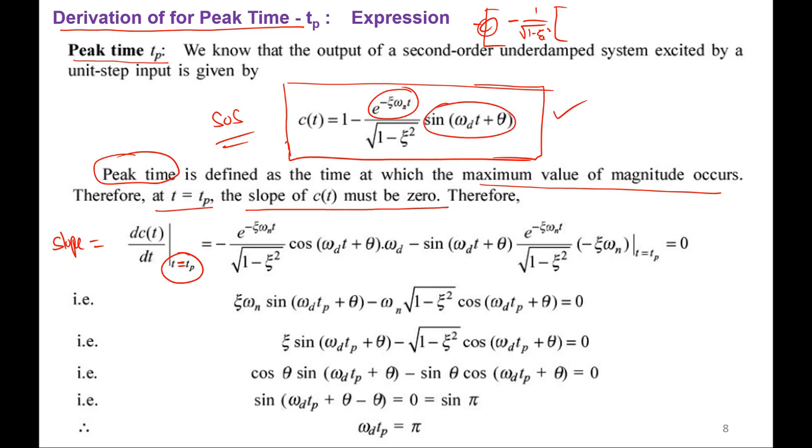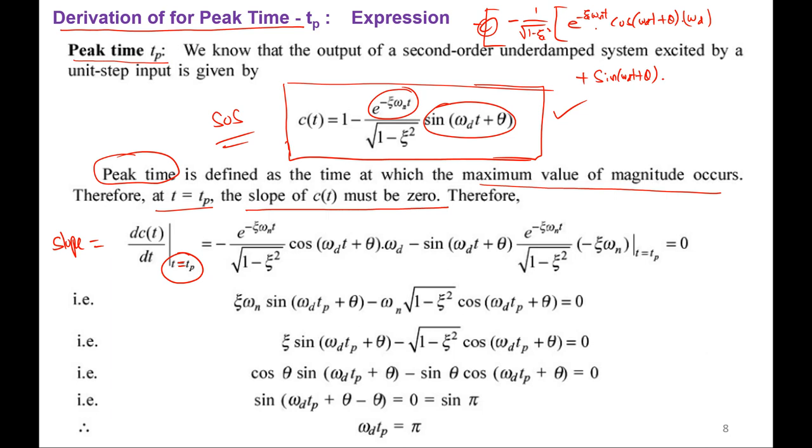Keep the first function as it is, e to the power of minus z omega nt. Then the derivative of the second function: the derivative of sin theta is cos theta, right? Cos of omega dt plus theta. But this is not fully right. We have differentiation with respect to time t, so omega d will also come into the picture. Plus, keep the second function as it is, sine of omega dt plus theta, into the derivative of the first function.